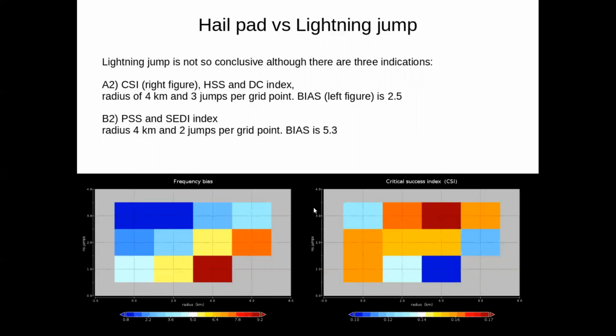But even so, if we concentrate on the raw numbers, we can see that the critical success index suggests a radius of 4 kilometers and a value of 3 jumps per pixel to have the best score, while the PSS and SEDI index suggest the same distance but 2 jumps. However, if we check the values, they are very similar. So any choice here is probably yielding something reasonably good.